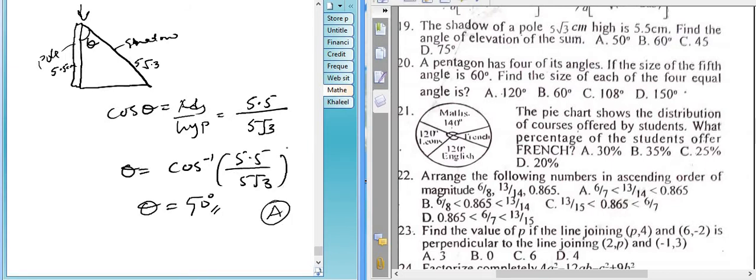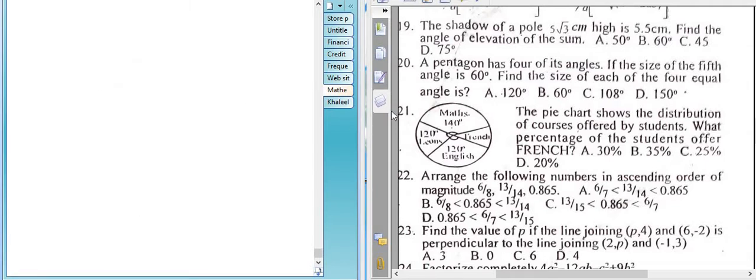Okay, so moving to the next question, that's number 20. A pentagon has 4 equal angles. If the fifth angle is 60 degrees, find each of the 4 equal angles.